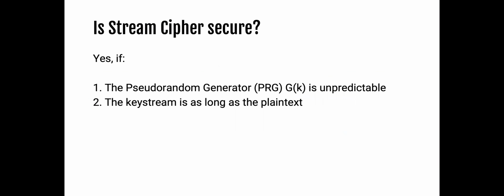Okay, so the question is, is the stream cipher secure? The answer is yes, if the pseudo-random generator GK is unpredictable. Also, if the key string is as long as the plain text. The second one is easier to see: if the key string is not as long as the plain text, then some of the plain text will not be combined with the key string, right? So some plain text will just show right over there, and even after the encryption you will see the plain text, and you don't want that to happen. So you want to make sure that the key string, when combined with the plain text, is as long as the plain text.